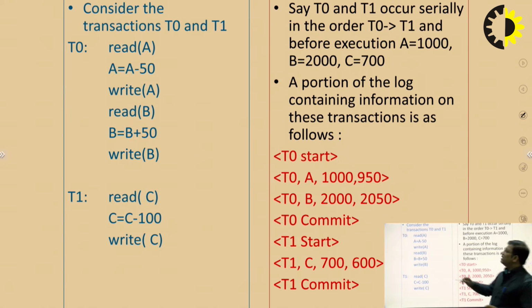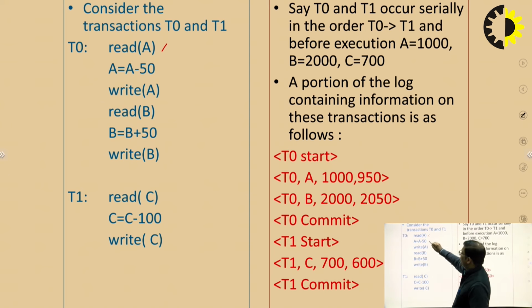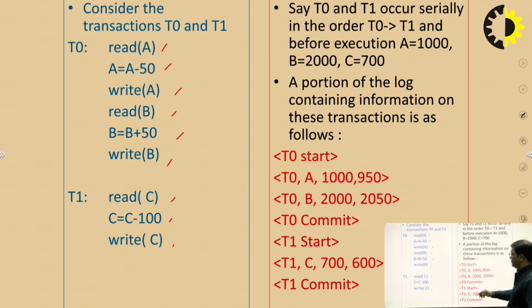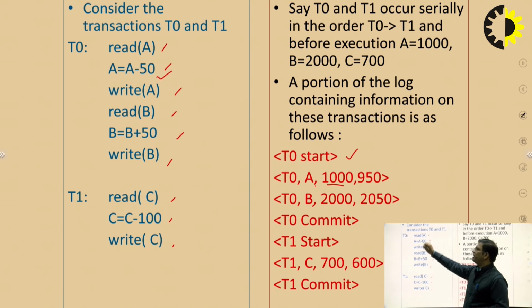For example, consider this transaction: read A, modification in the value of A, write A; read B, modification in the value of B, write B; read C, modification in C, write C. We can log it this way: T0 start, then the operations on A, B and C, and commit. Here the value of A is updated from 1000 to 950. It means we have subtracted 50 from A.